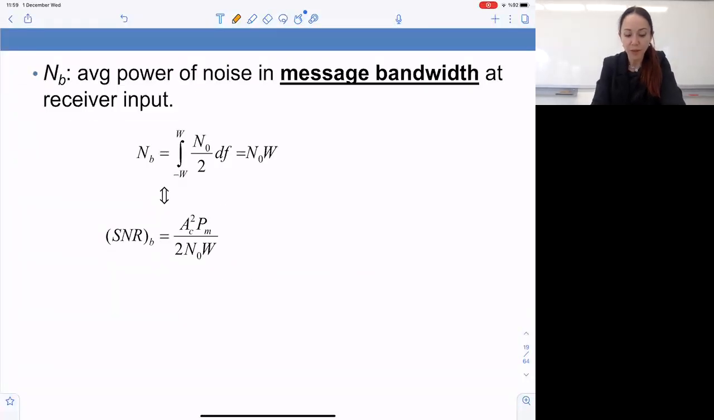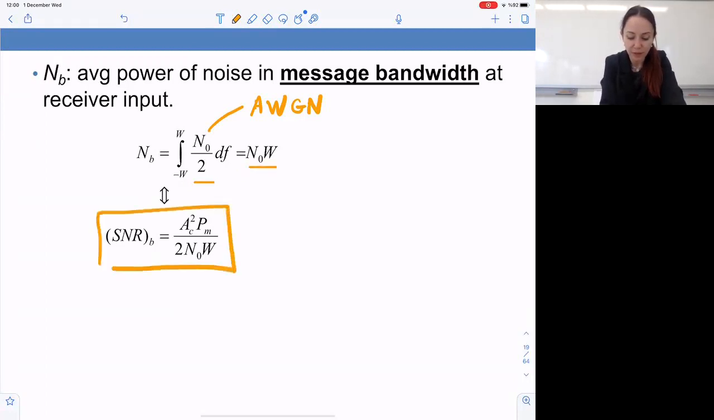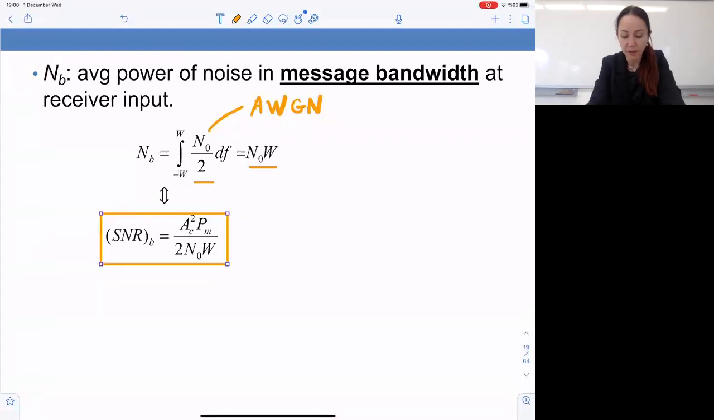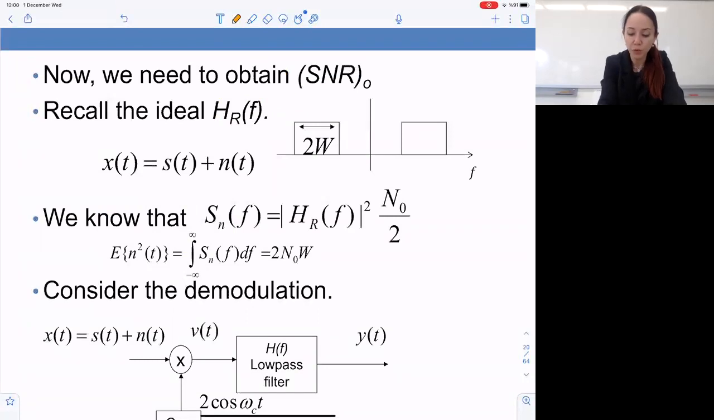Now, SNR baseband, talking about the average power of the noise in the message bandwidth at the receiver input. Well, the message bandwidth is W, and AWGN, additive white Gaussian noise, has constant PSD N_0 over 2. So N_0 over 2 times 2W gives us N_0 W. And SNR baseband is computed as A_C squared P_M over 2 N_0 W. Now let's compute the output SNR.